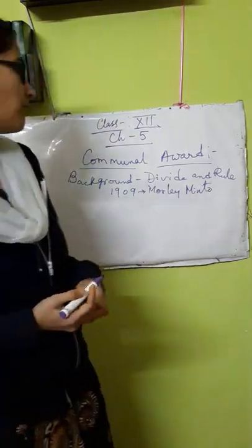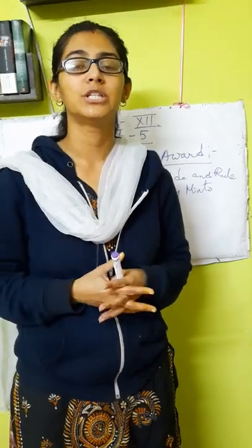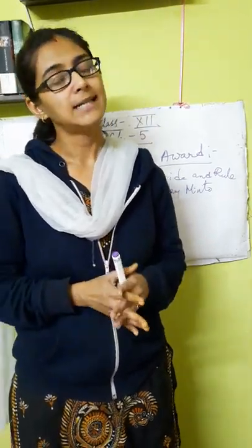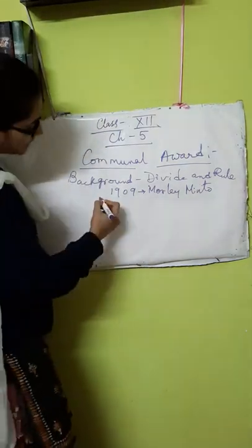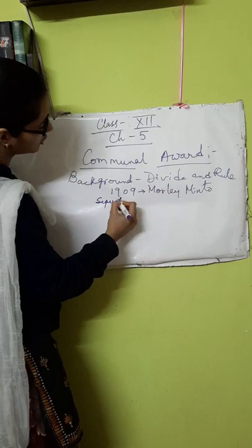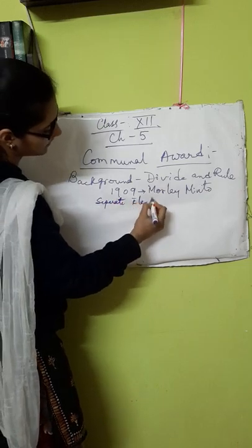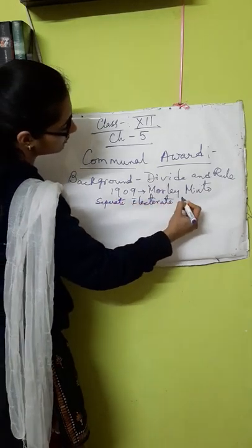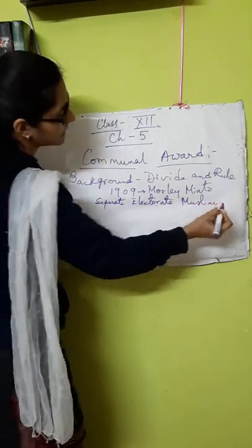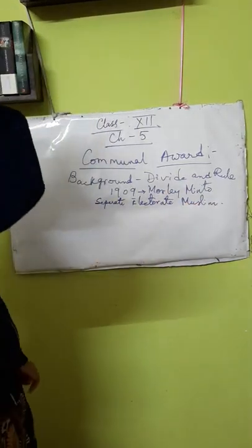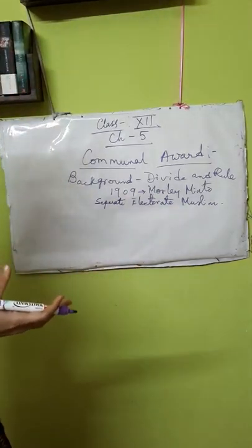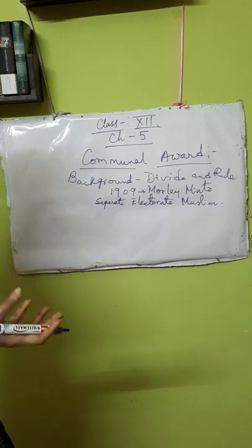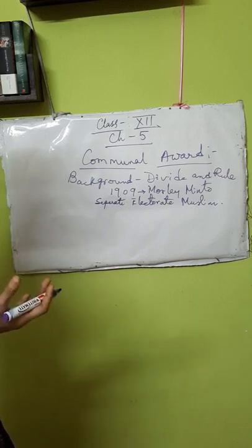The Morley-Minto Reform was introduced in 1909 because they wanted to divide the unity of the Hindus and the Muslims. In this context, by the Morley-Minto Reform of 1909, a separate electorate was introduced for the Muslims. Separate electorate for the Muslims means that Muslim representatives will be voted for separately by the Muslims. That is, Muslim candidates will stand in the election from the side of the Muslims.